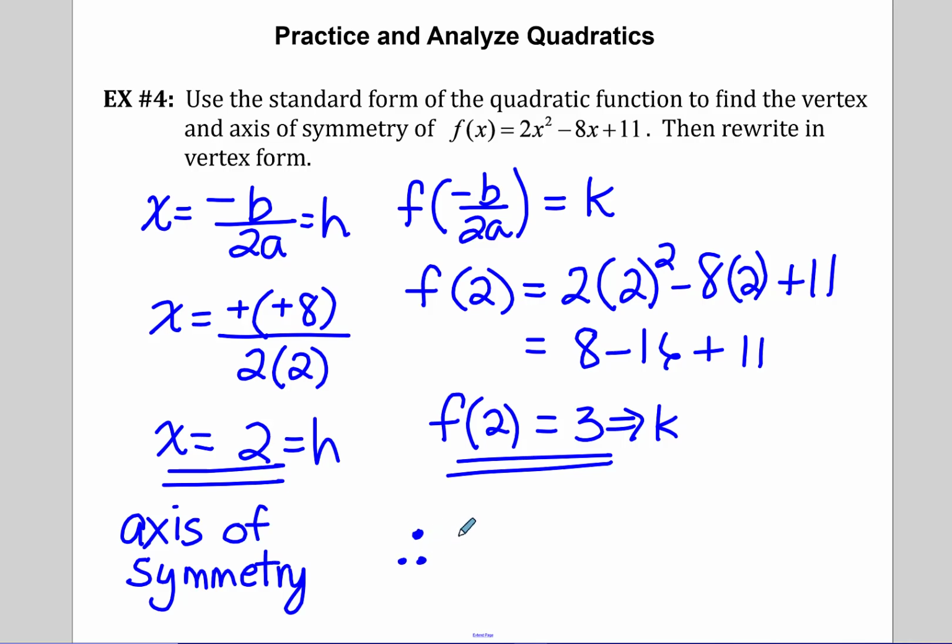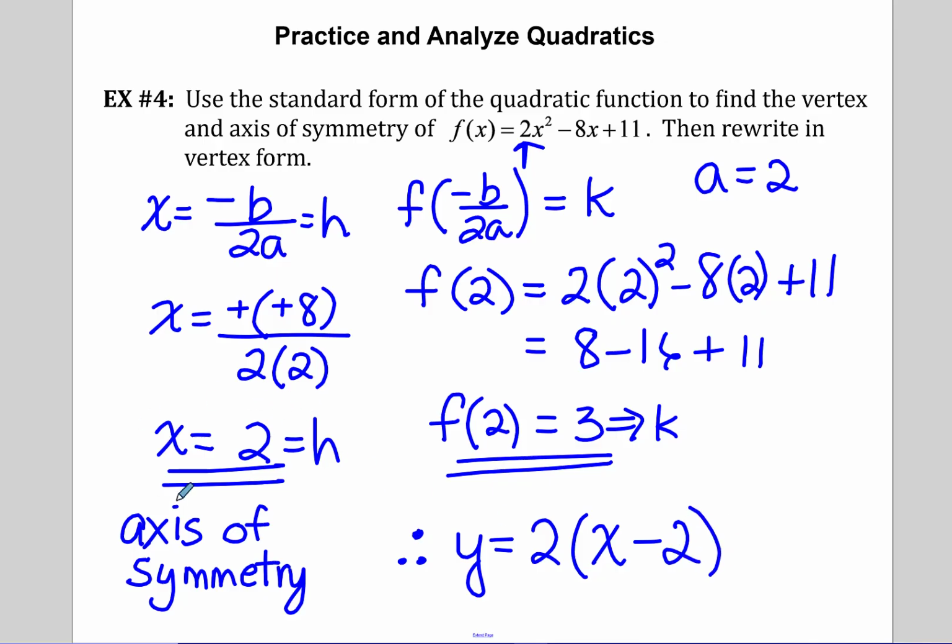So in vertex form, we have our a value up here. a is 2 because it's the coefficient of the highest powered term, and it's 2 times the quantity x minus h. h is 2, quantity squared, plus k. k is 3. Vertex form, using the opposite b over 2a and then substituting that back in.